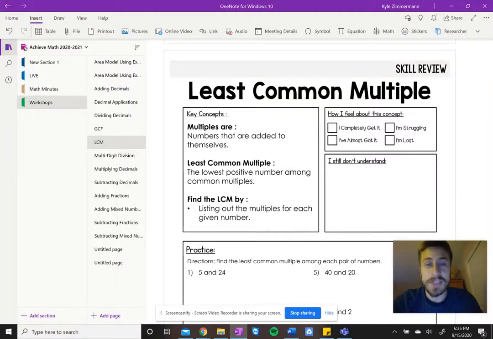Hey team, it's Mr. Z, and today we're going to review the LCM, most commonly referred to as the least common multiple, and we're going to go ahead and dive into each part of this word.